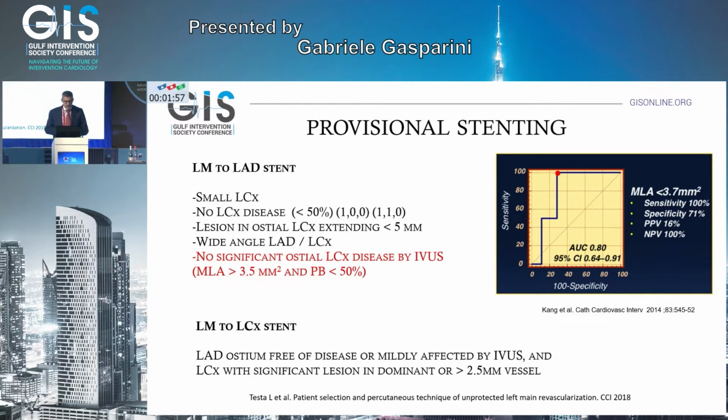In the different situation, a left main to the circ, if the LAD ostium is free from disease or mildly affected by IVUS, and the circ with significant lesion in a dominant or more than 2.5 millimeter vessel.